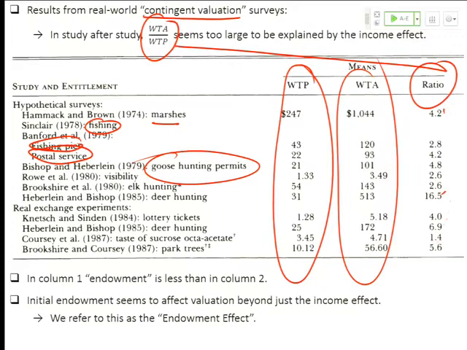These numbers seem implausible. What we see here is that your initial endowment, whether I'm saying, look, you're endowed with this marshland, are you willing to give it up, versus you're not endowed with this extra marshland yet, are you willing to purchase it, seems to have a big effect on the evaluation you place on the good over and above the income effect. Okay? And we refer to this as the endowment effect. What you are endowed with has a huge impact on how much value you place on it.